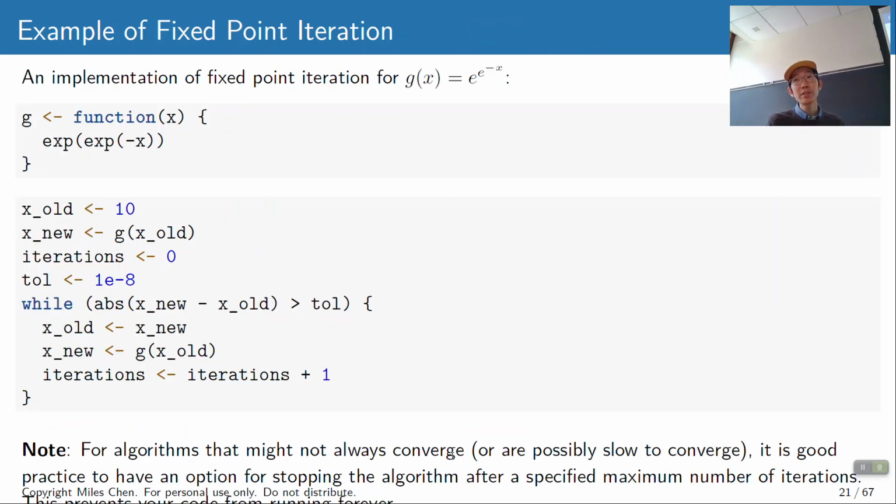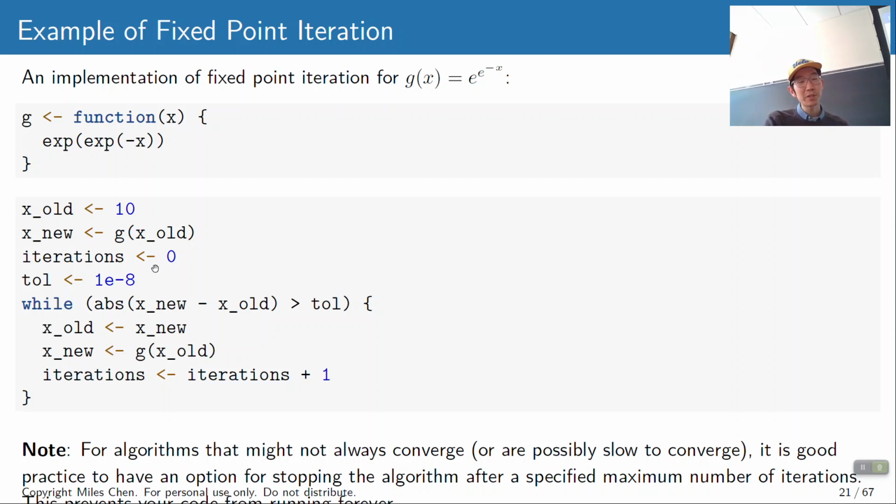All right, so this is the code that will do fixed point iteration. Okay, we're going to start off with our function. Our function is e to the negative x, so I've got exp of negative x. Okay, I'm going to start off at some arbitrary point. I'm going to just throw in x, or my old value of x is 10. My new value is going to be g of x old.